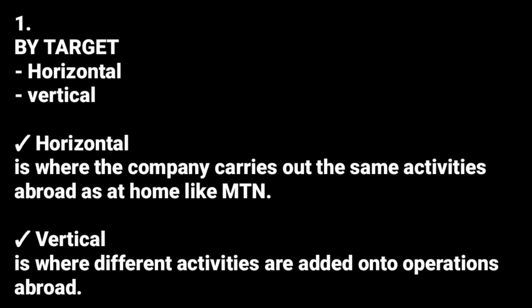We shall start with foreign direct investment by target, and by target is also categorized into two. We have horizontal FDI and then vertical FDI. So for the horizontal one, it's where the company carries out the same activities abroad as the activities that are carried out at home. They do not add anything. The way they operate in their home country is the way they go and operate abroad. For example, MTN, it's a telecom company in the home country and the same in Uganda. That's what we call horizontal. They carry out the same activities home and abroad.